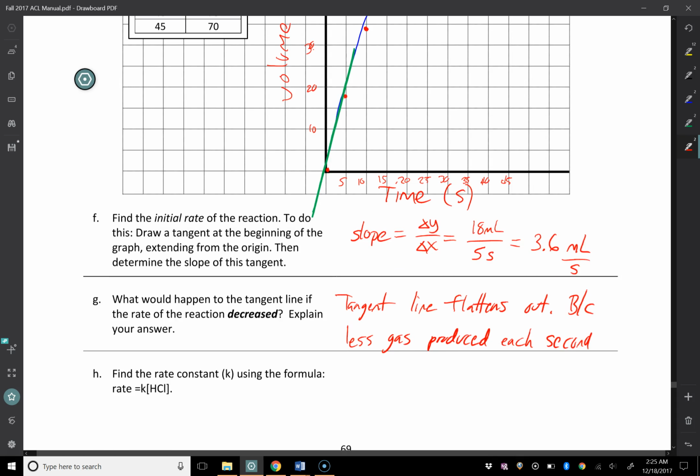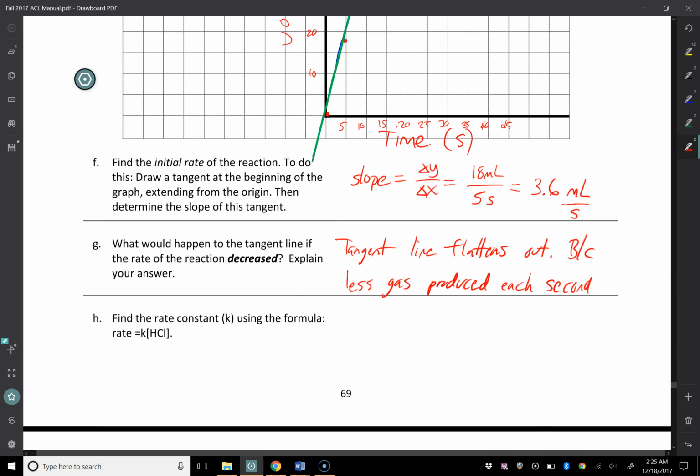All right, last but not least, we need to find the rate constant, K, using the formula rate is equal to K times [HCl], and those square brackets mean the concentration in terms of molarity. The reason this is the rate law for this equation is because we have a solid. In the example that we were using, it was magnesium, and our other reactant, hydrochloric acid, is aqueous. We can change the concentration of an aqueous solution or a gas, but we cannot change the concentration of a pure solid or liquid. So the rate is really only dependent upon the concentration of HCl.